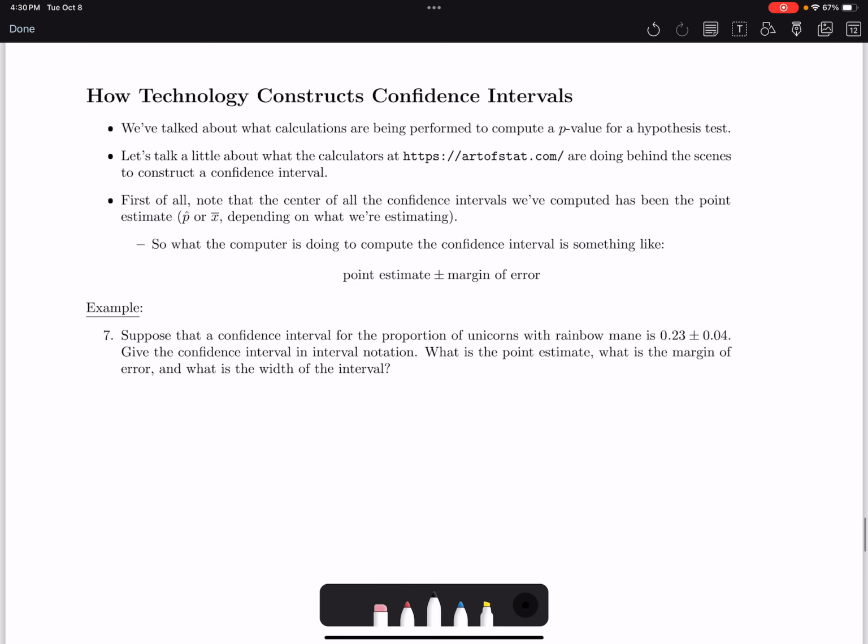What I would like to do for these last 2 pages is to just quickly give you an idea of what the calculators over at Art of Stat (artofstat.com) are doing behind the scenes when they're trying to compute a confidence interval. What the computer is doing is taking our point estimate, the sample proportion or the sample mean, depending on what we're estimating, and adding and subtracting some kind of margin of error, okay?